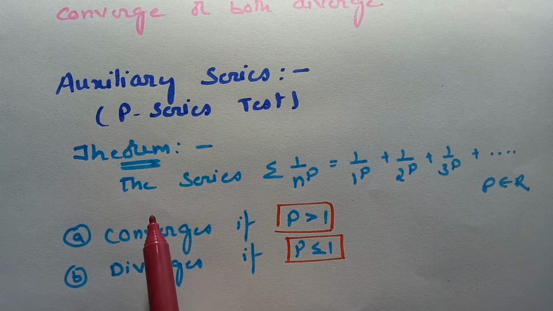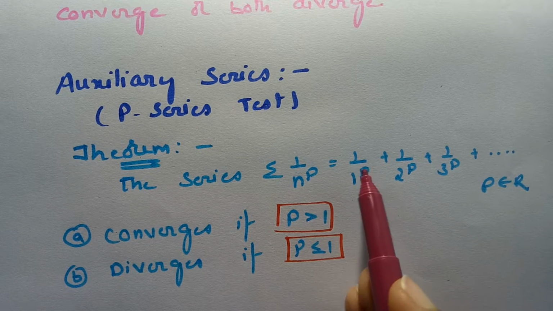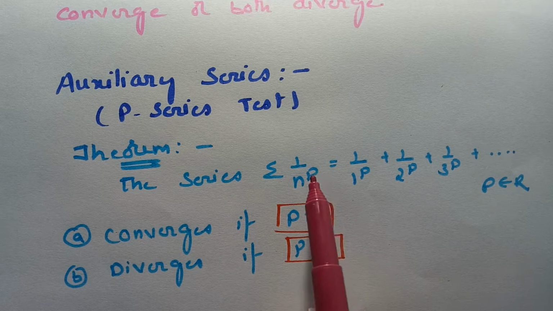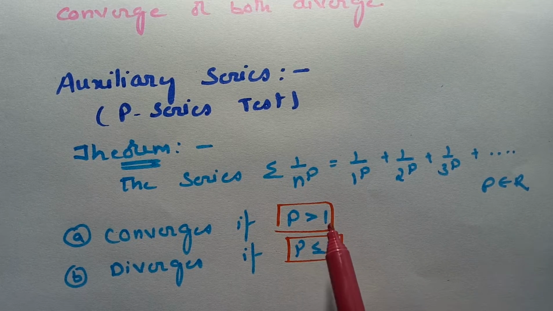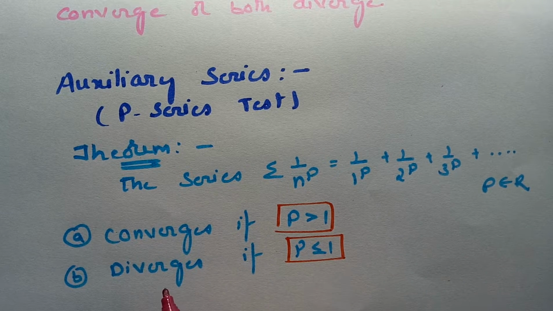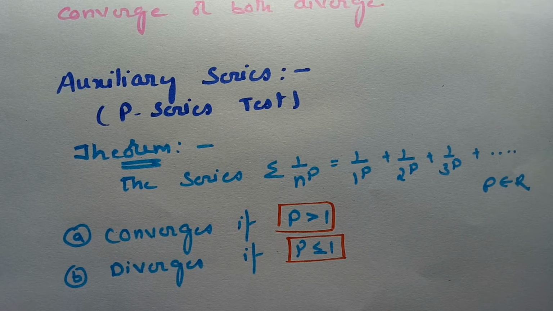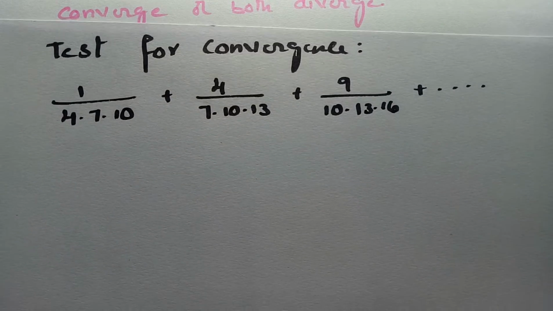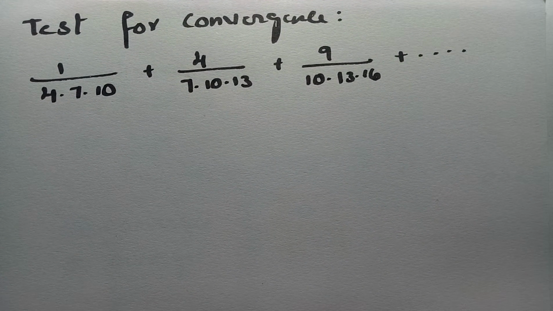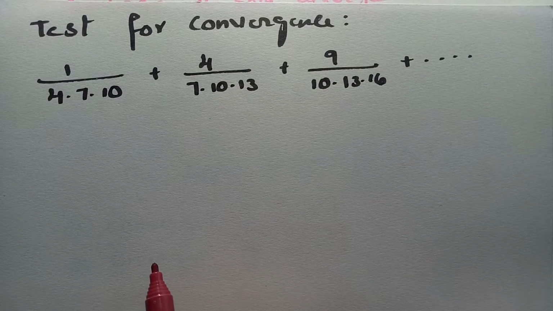The P-series theorem states that for the series sigma 1 by n power p, we have to check the p value. If p is greater than 1, then the given series is convergent. If it is less than or equal to 1, then it is divergent. Using these two tests, we are going to solve the most important, repeated questions. We have to test the convergence using these two tests.